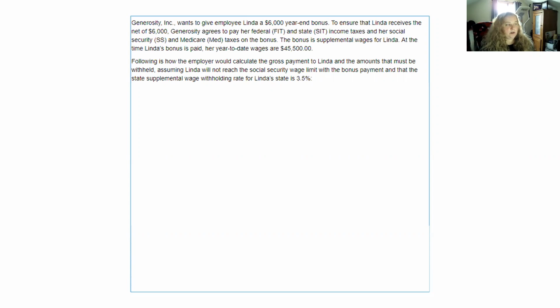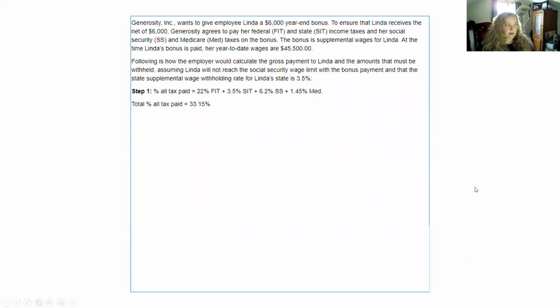So the reason it's important that they tell you that her year-to-date wages are $45,500 is so that we know how much Social Security, how much Medicare she's having to pay, and all of those things. They tell us it's supplemental wages to give us a hint as to what percent to use for her federal withholding. So I tried to make this as clear as I could to help you follow through on the example. So this is how we would calculate the gross up for this bonus. And they tell you that the state supplemental wage withholding rate for her state is 3.5%. So that's what we're going to use for the state.